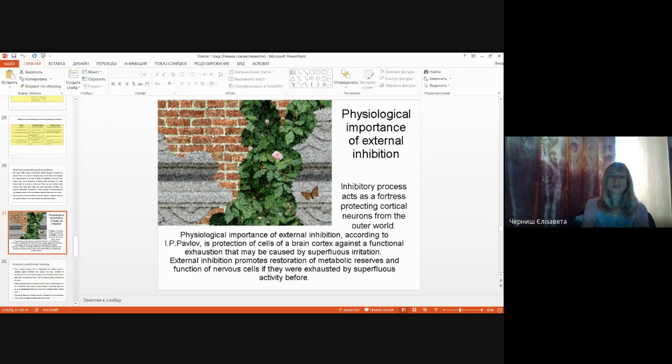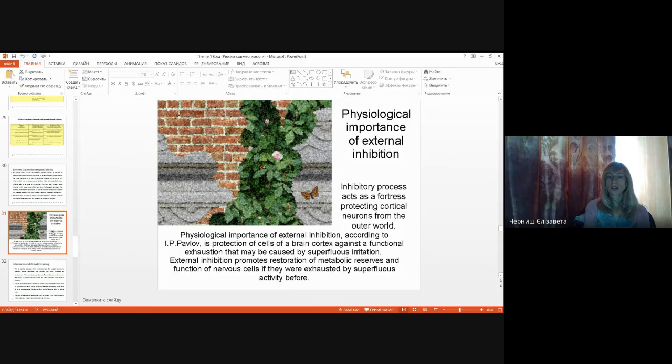Inhibitory processes act as a fortress protecting the cortical nerves from the outer world, and these are the physiological features of external inhibition studied by Ivan Pavlov, and in a lot of experimental studies and research connected with the analysis of such features. External inhibition promotes restoration of the metabolic reserve and function of a nervous cell if it was exhausted by superfluous activity before.